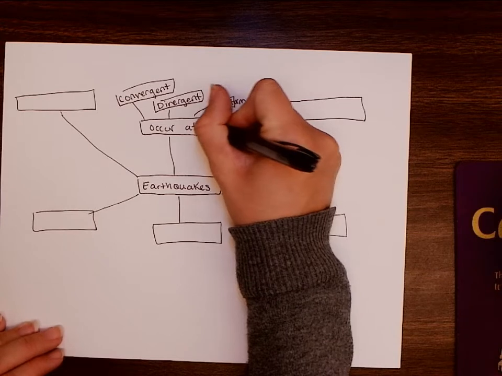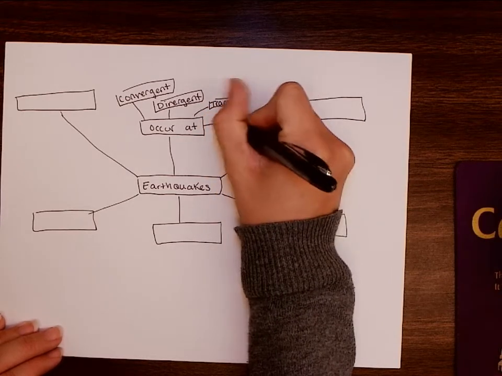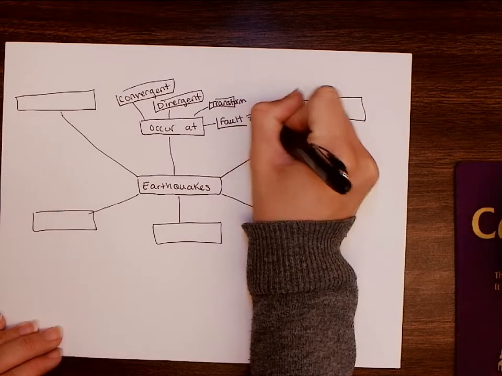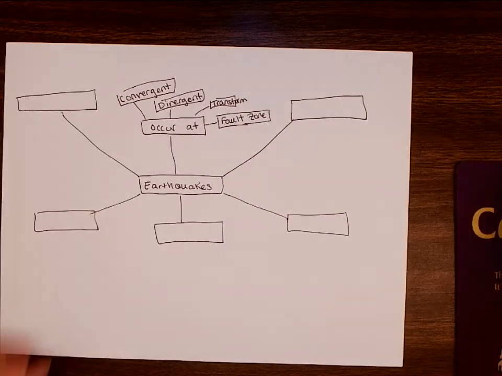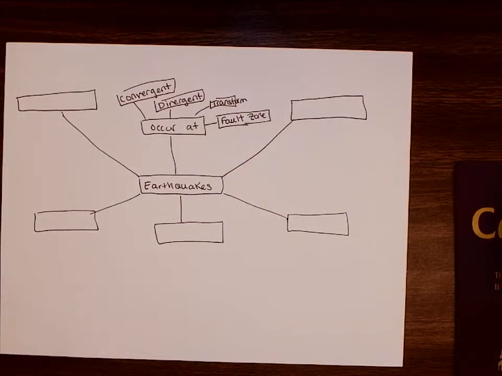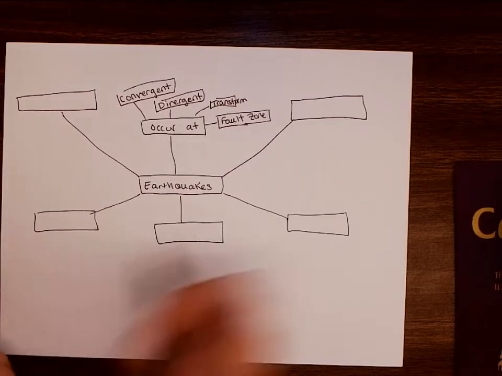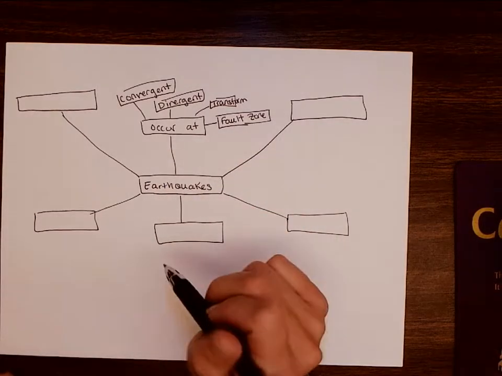One other place where we see earthquakes that can occur is something called a fault zone. I'll put my box around that. A fault zone is basically a break in the rock, and that's what a fault is. And it's along this fault where earthquakes are going to be occurring. So 4 different places where we can see this happening.